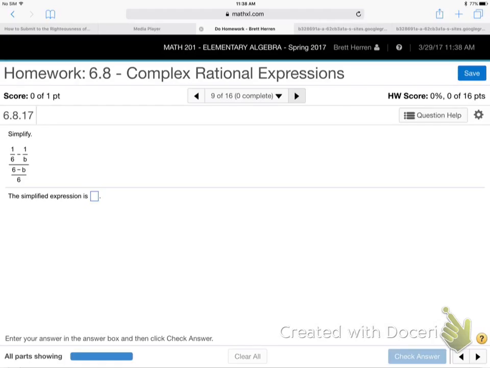Okay, so number 9, 1 over 6 minus 1 over b, over 6 minus b over 6. I'm going to make those b's x's because my b's look like 6's a little bit. I think it might get confusing. So it's 1 over 6 minus 1 over x, all over 6 minus x over 6.